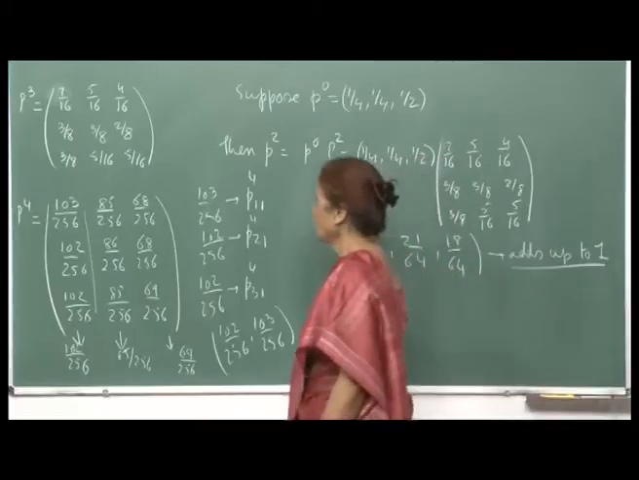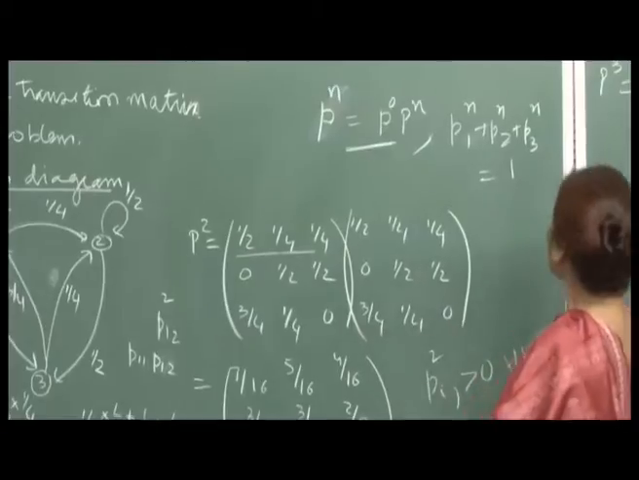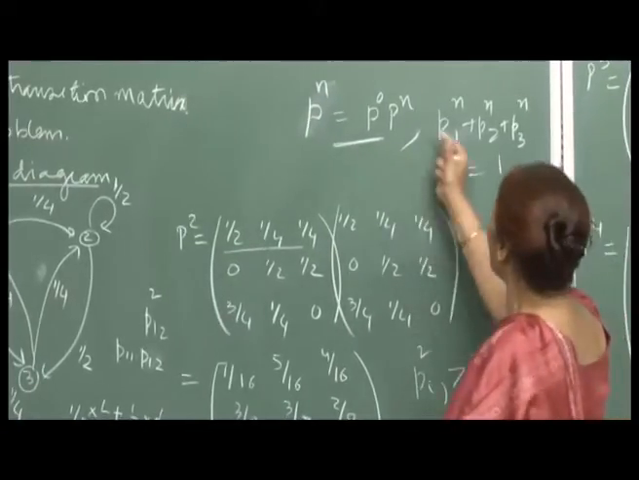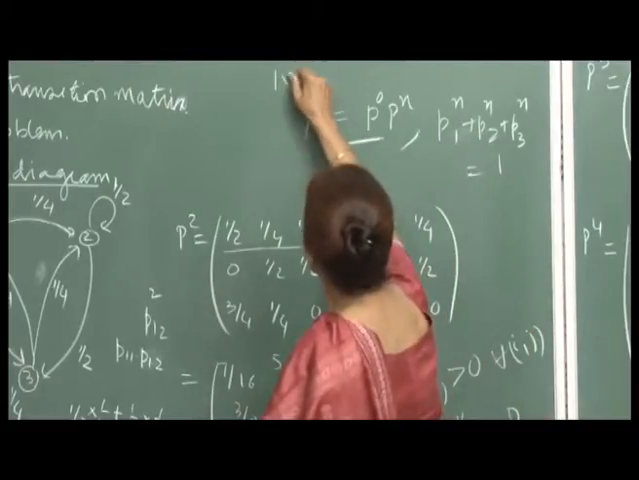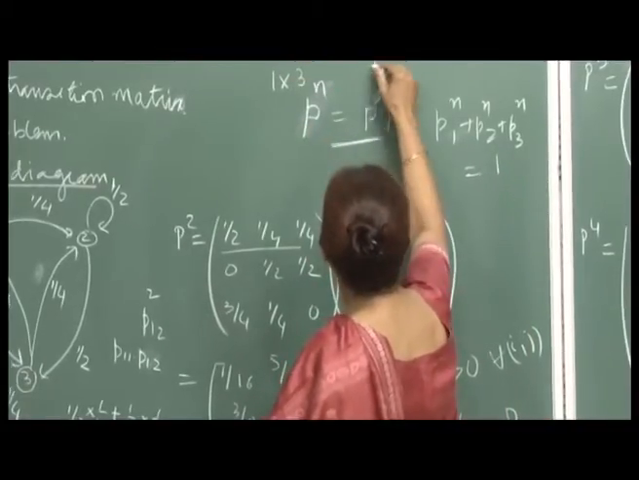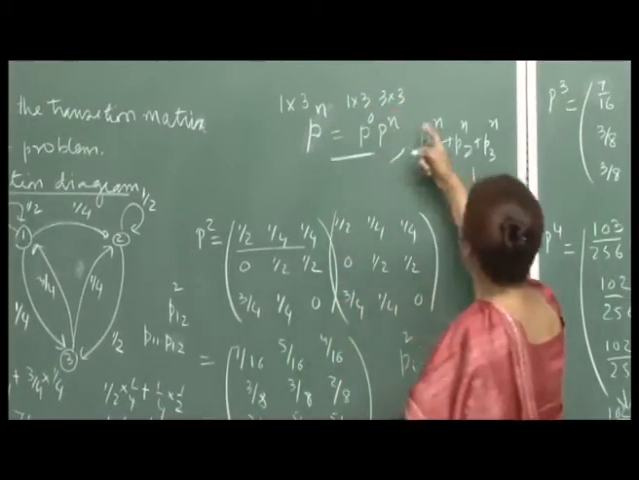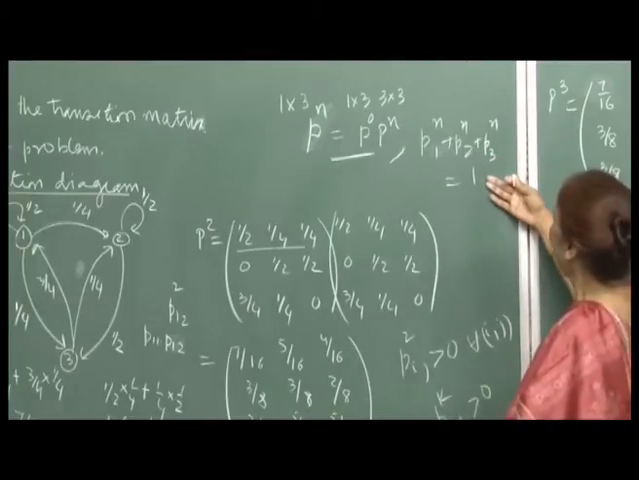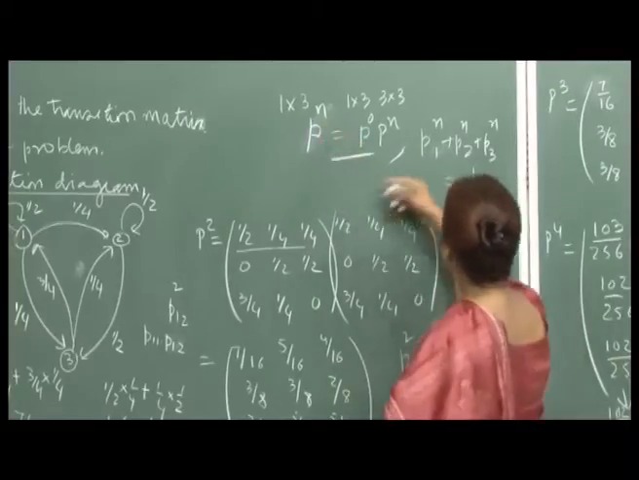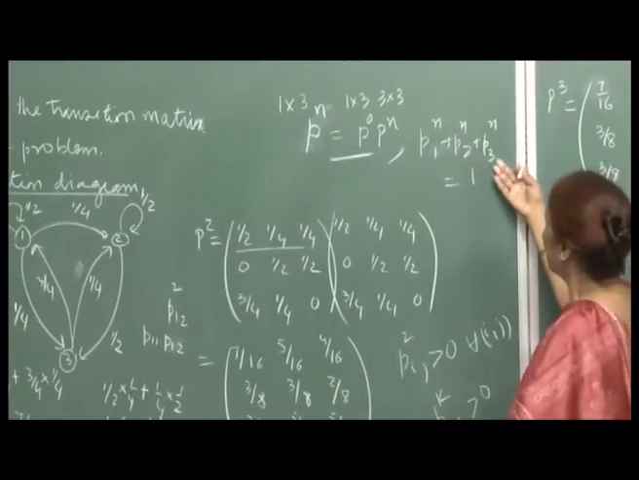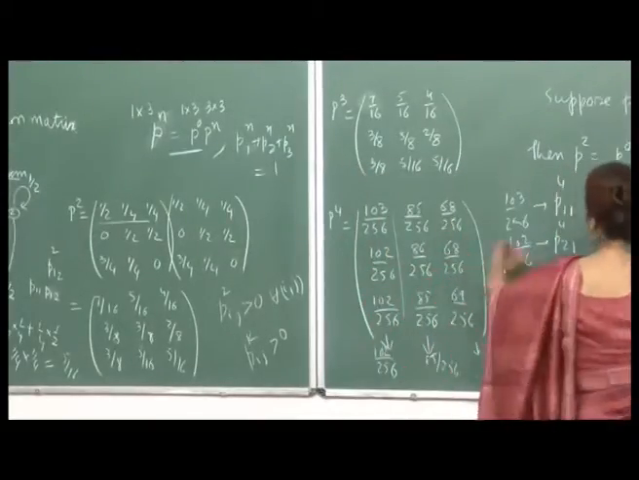Also, I wanted to point out that here again, because it is a row vector, remember, 1 by 3 we are writing. So, this is 1 by 3 and this is 3 by 3. Then again this is 1 by 3. So, the 3 entries must again add up to 1, because after n transitions your system will be either in 1, 2 or 3. Therefore, these probabilities also must add up to 1, which you can see here also.